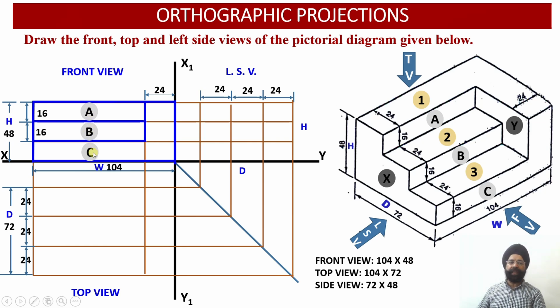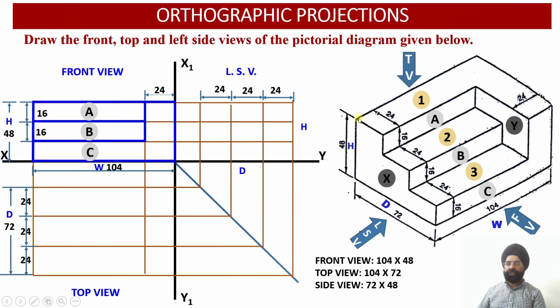And it must be remembered that we are going to witness the true shapes of the surfaces A, B and C onto the vertical plane, because these three surfaces A, B and C happen to be parallel to the vertical plane. Now let us work out the top view.